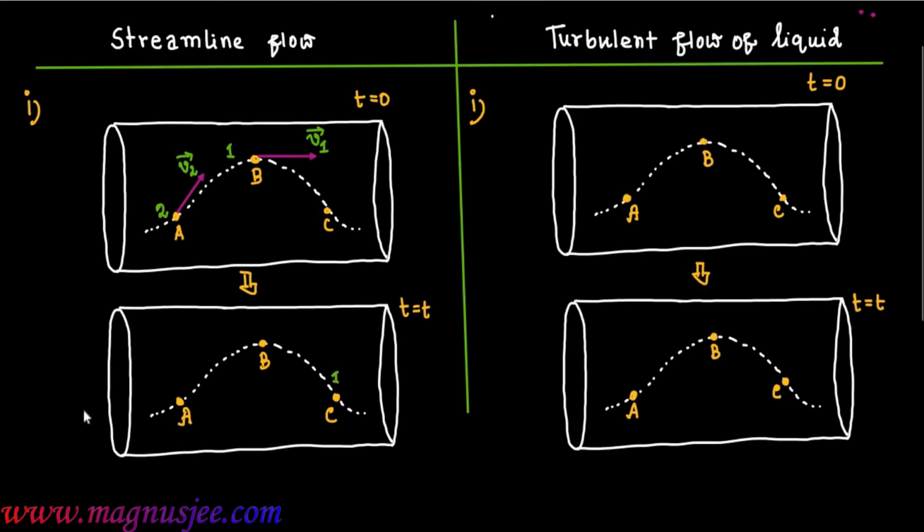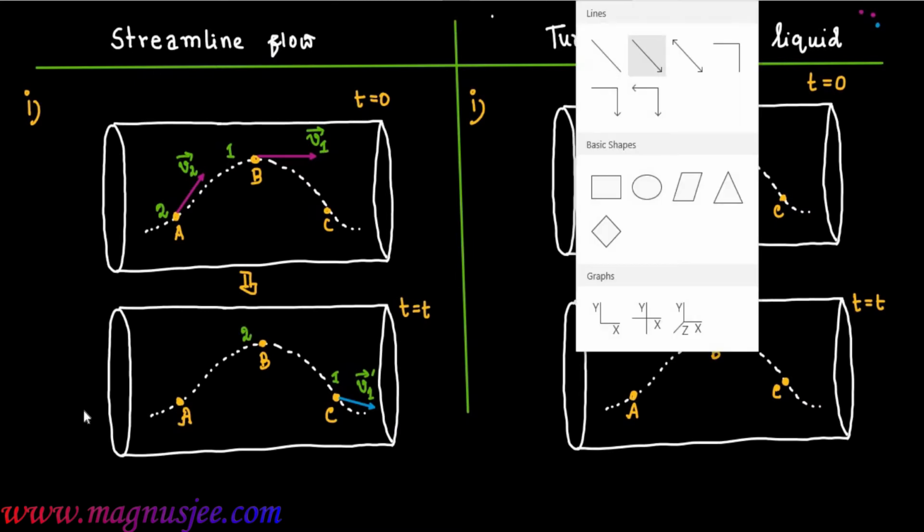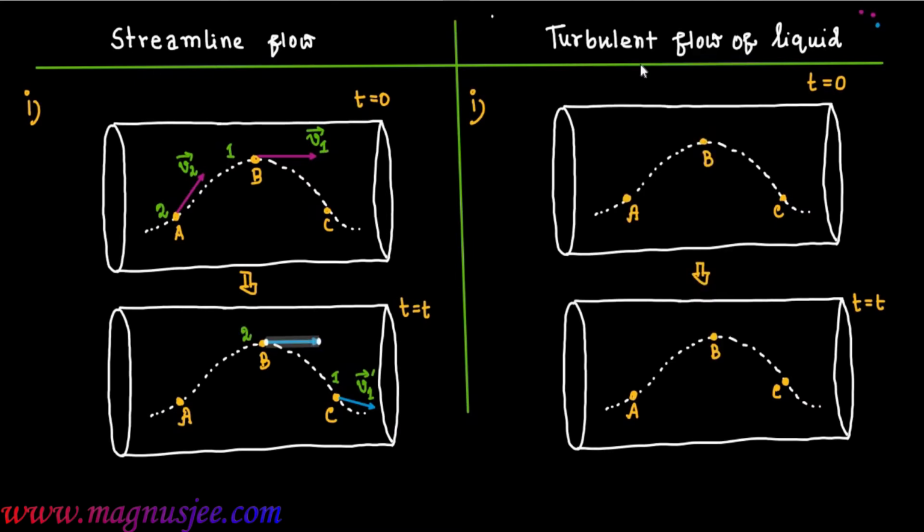After some time, that means at instant t equal to t second, particle 1 will reach the point C, and at the point C, liquid particle 1 has a velocity vector v1 prime. And at the same instant t equal to t second, particle 2 will be at the point B, moving with the velocity vector v2 prime. And for streamline flow, vector v2 prime will be equal to vector v1.